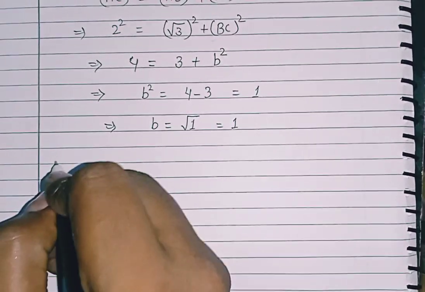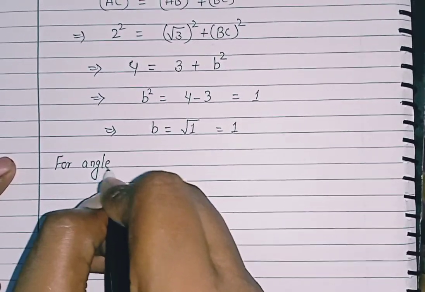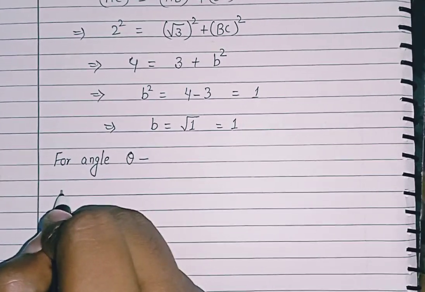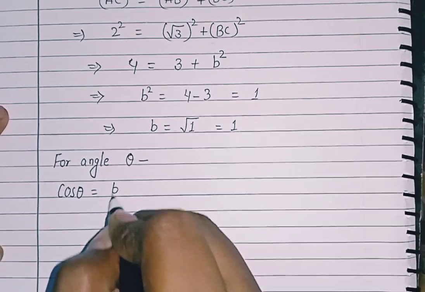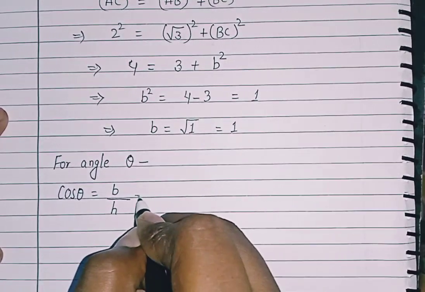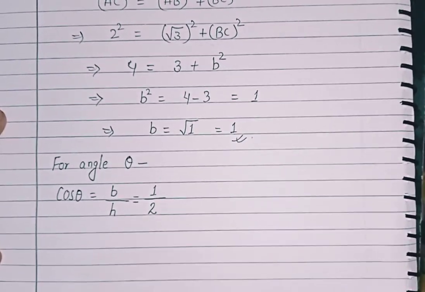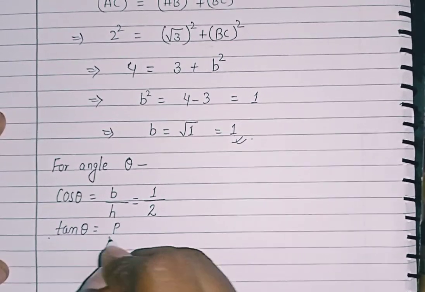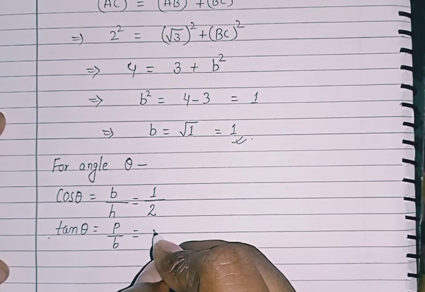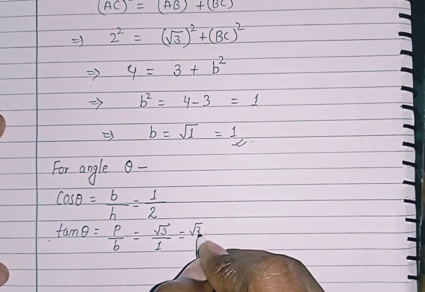Now let us find the other values of trigonometric ratios for angle theta. We have been given sine theta. Now we have to calculate cos theta, which is base by hypotenuse. Here base we have calculated, it is 1, so 1 by H, which is 2, 1 by 2. Tan theta equals perpendicular by base, here perpendicular is root 3 and base is 1, so 1 by 1, which is root 3.